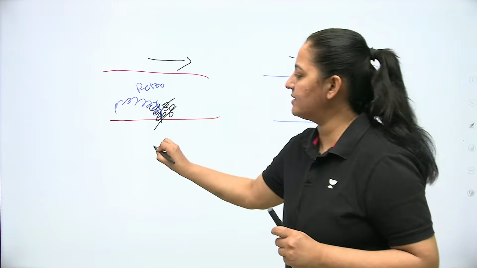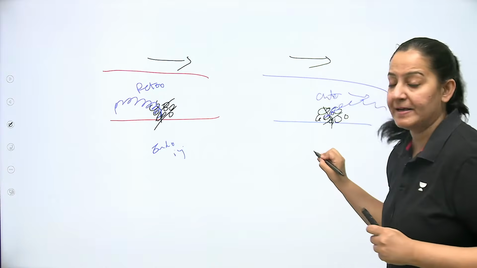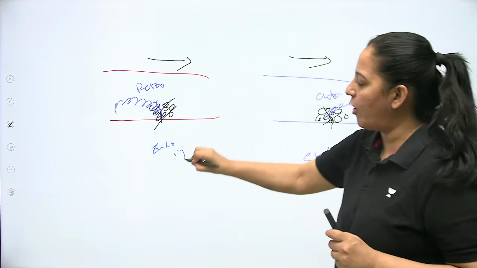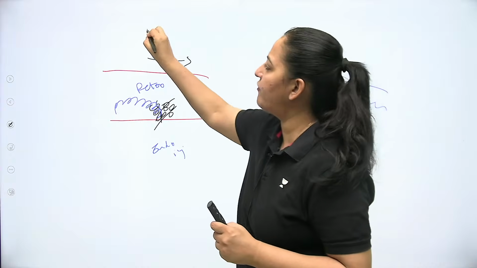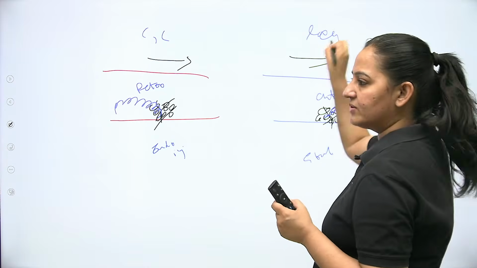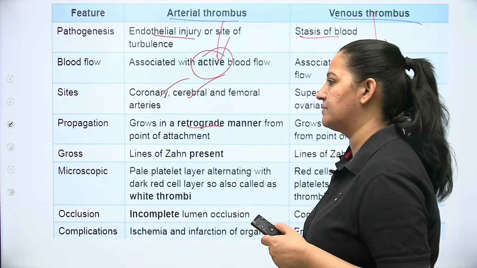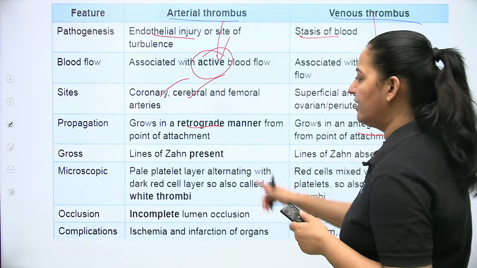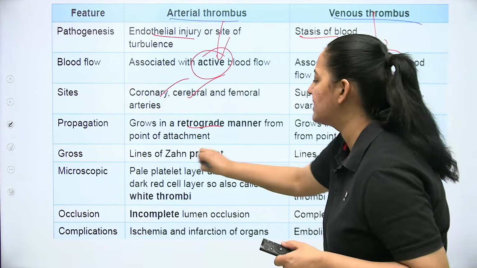Here the most common reason is endothelial injury. Here the most common reason is stasis of the blood. Here these are formed in active blood flow. Here they are formed in sluggish blood flow. Here most commonly they are formed in coronary and cerebral artery. Here most commonly they are formed in leg veins. So these are the differences. Everyone give me a thumbs up, right? So that is the thing. Here it is retrograde, here antegrade. You got my point. The next is the lines of Zahn.